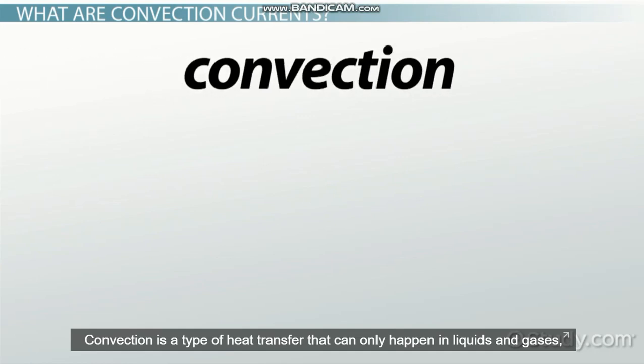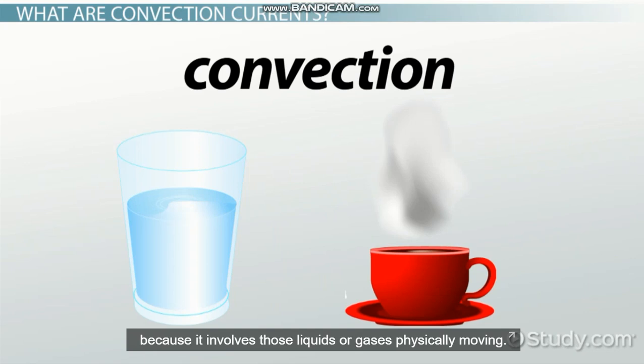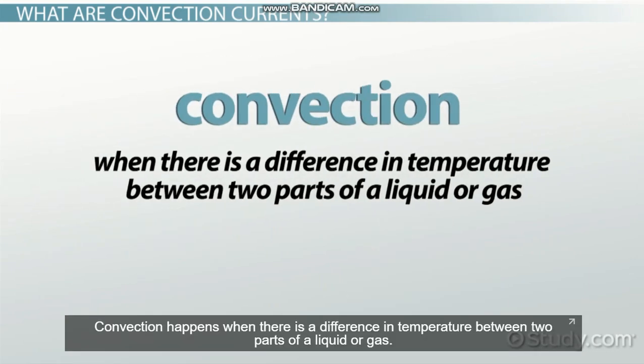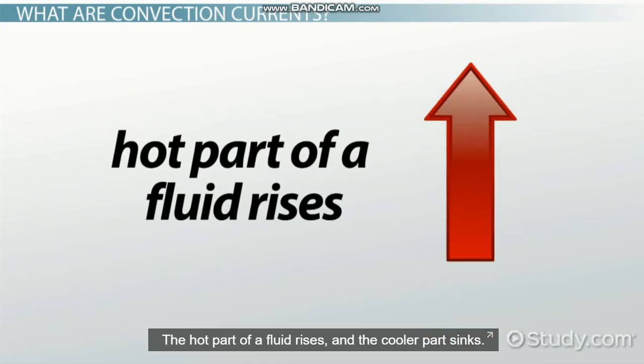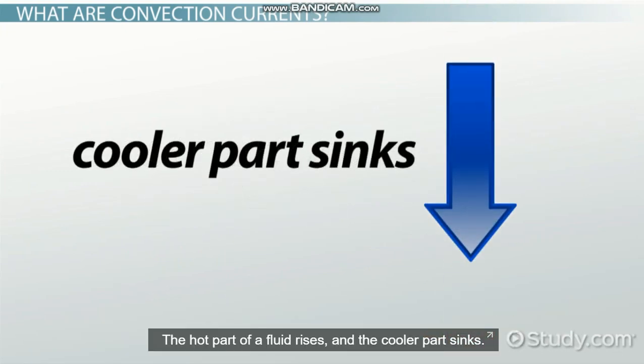Convection is a type of heat transfer that can only happen in liquids and gases because it involves those liquids or gases physically moving. Convection happens when there is a difference in temperature between two parts of a liquid or gas. The hot part of a fluid rises and the cooler part sinks.